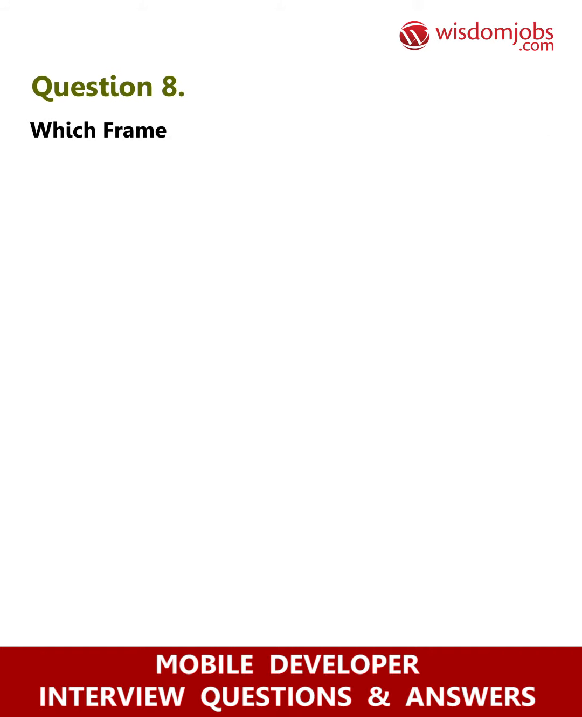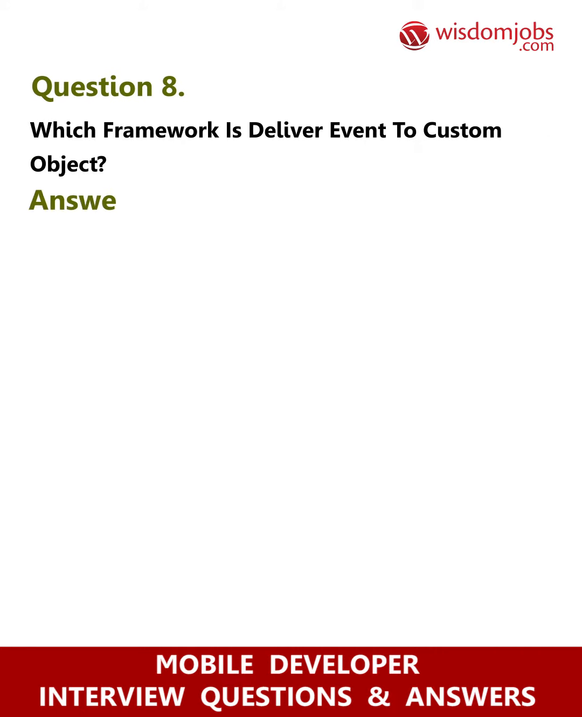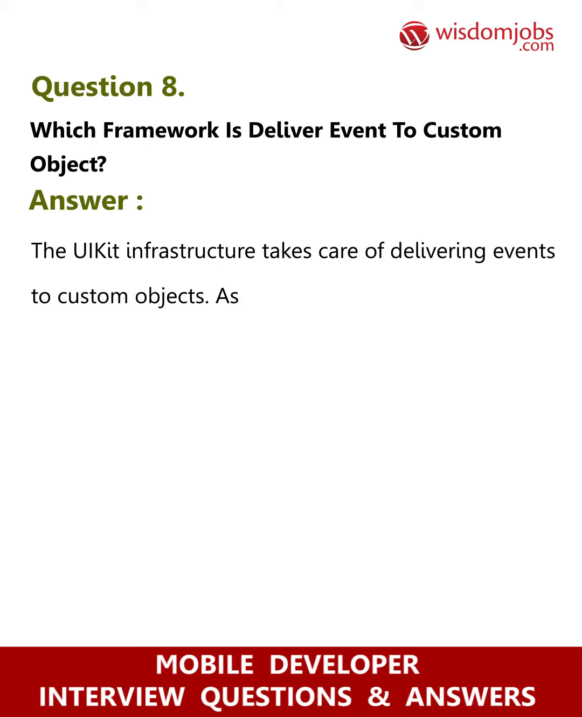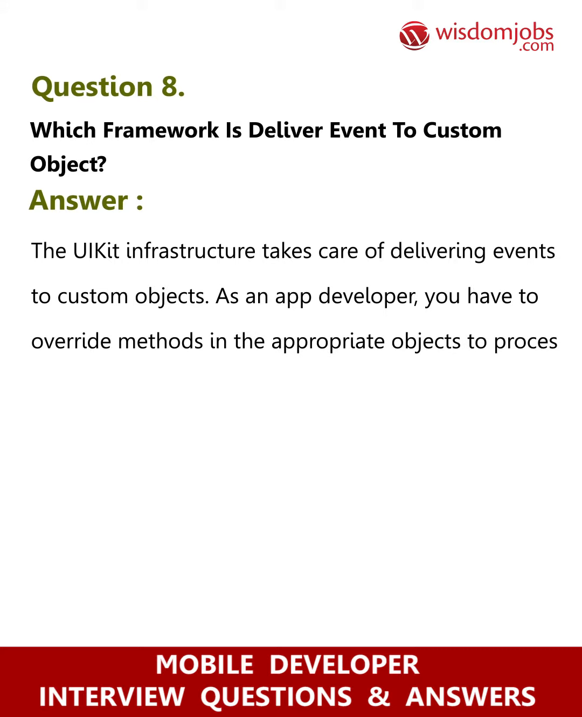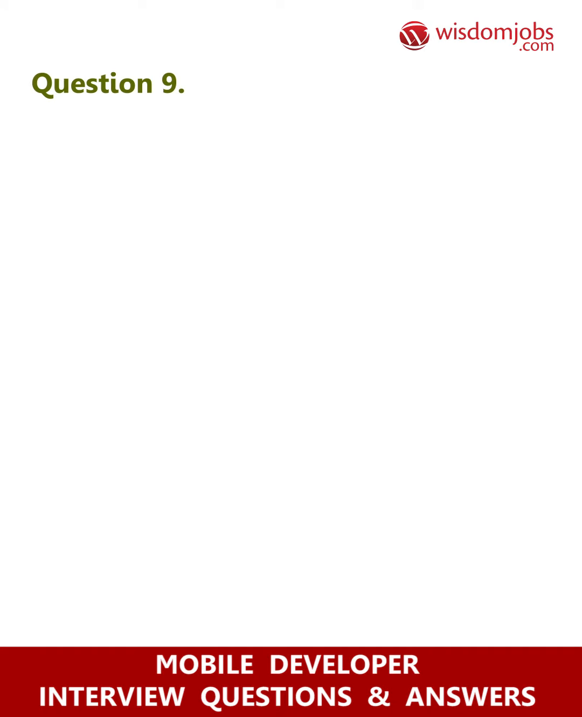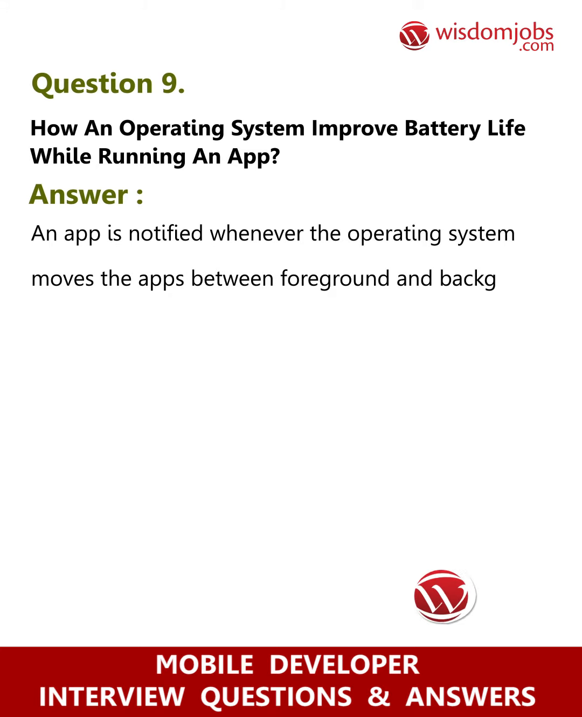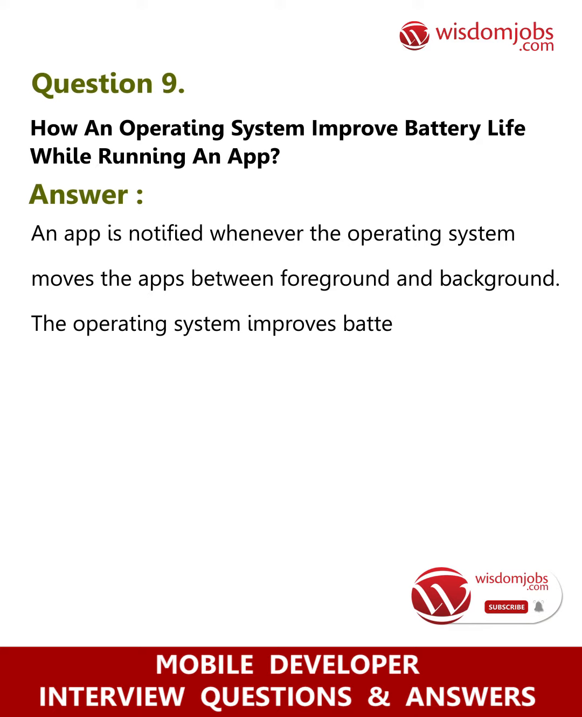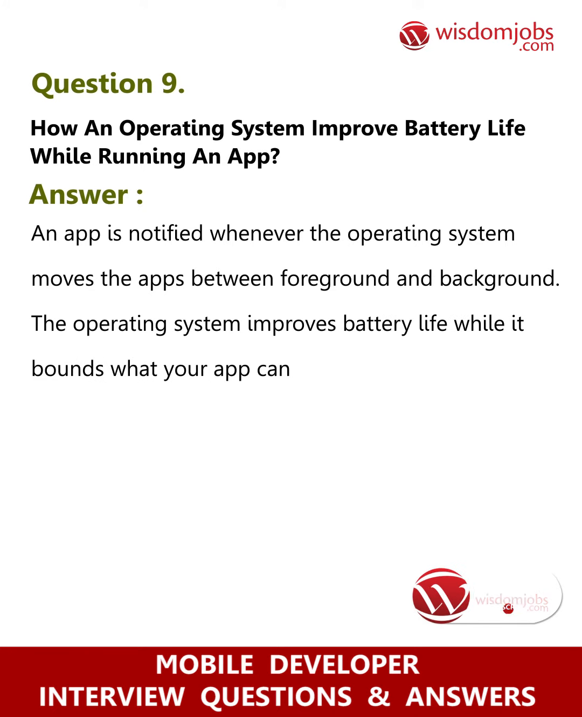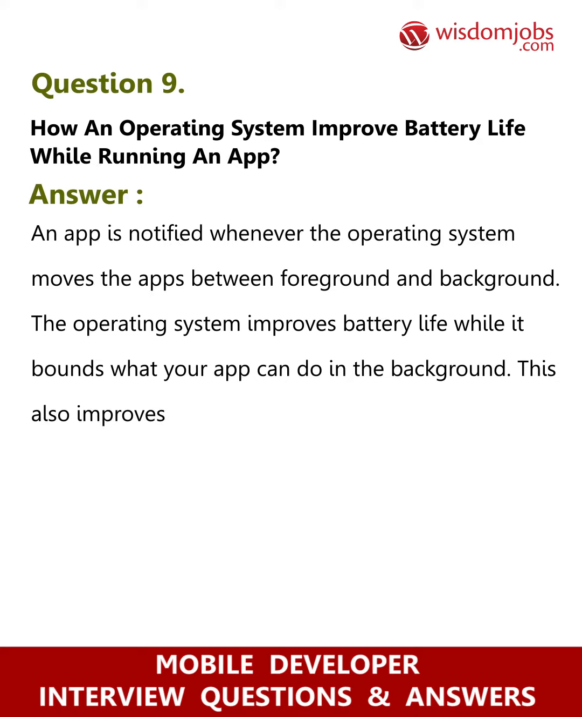Question 8. Which framework delivers events to custom objects? Answer. The UIKit infrastructure takes care of delivering events to custom objects. As an app developer, you have to override methods in the appropriate objects to process those events. Question 9. How does an operating system improve battery life while running an app? Answer. An app is notified whenever the operating system moves the apps between foreground and background. The operating system improves battery life while it bounds what your app can do in the background. This also improves the user experience with the foreground app.